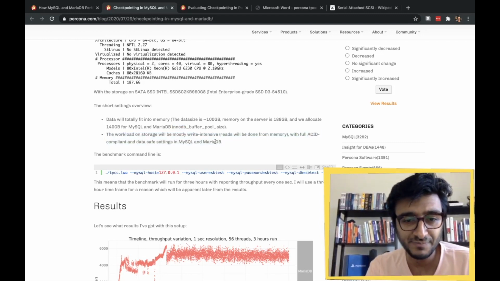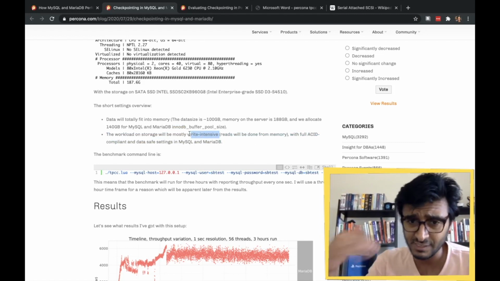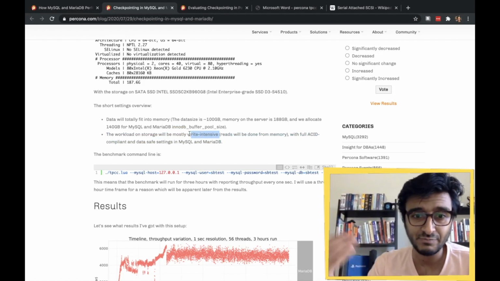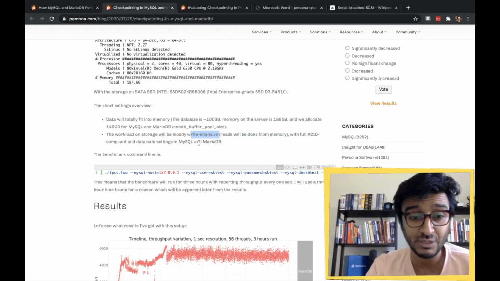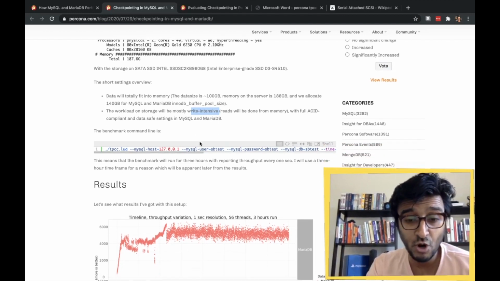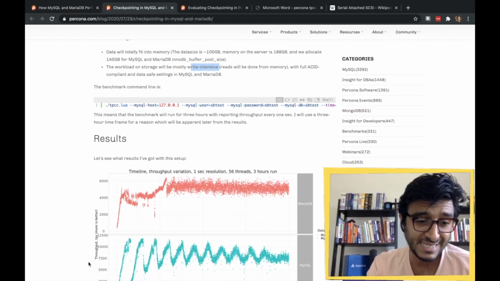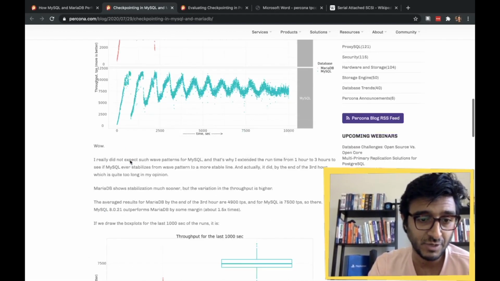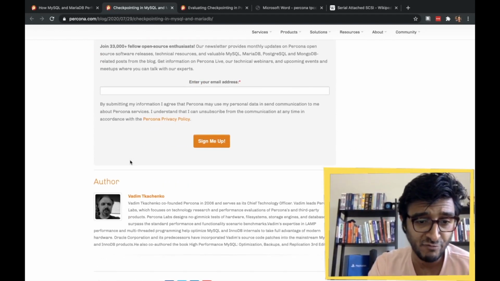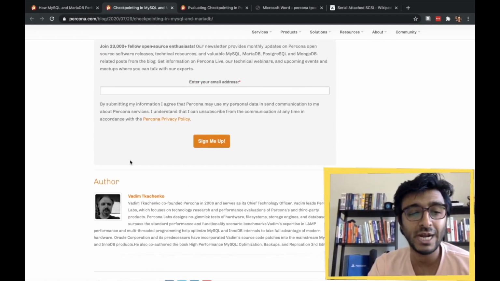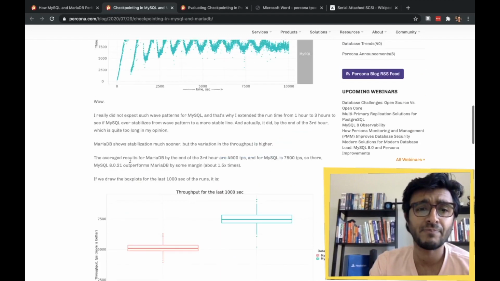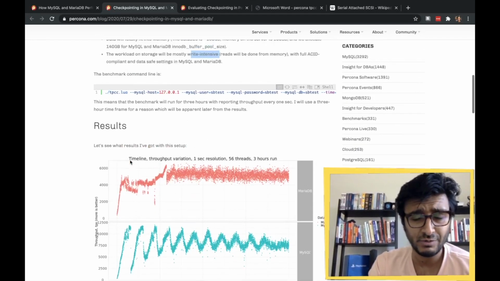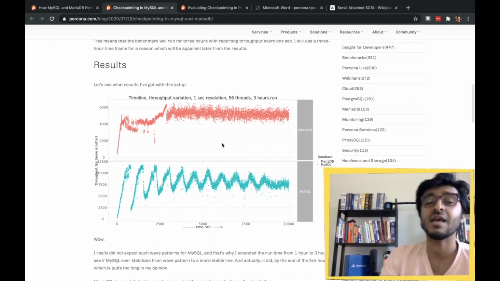The workload is mostly write intensive, so this benchmark is all mostly writing. And the performance is measured by TPS, which is transactions per second, which is something he didn't mention here. The author, by the way, is Vadim Tkachenko. Hopefully I pronounced your name right. So thank you for this article, by the way. It's pretty cool stuff. And this is the output.